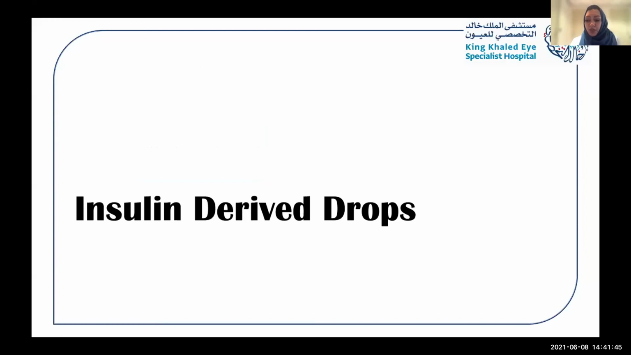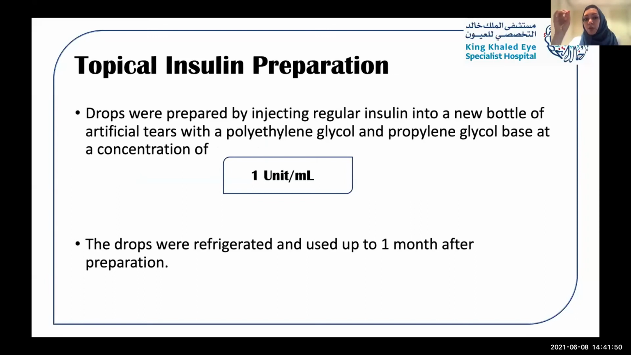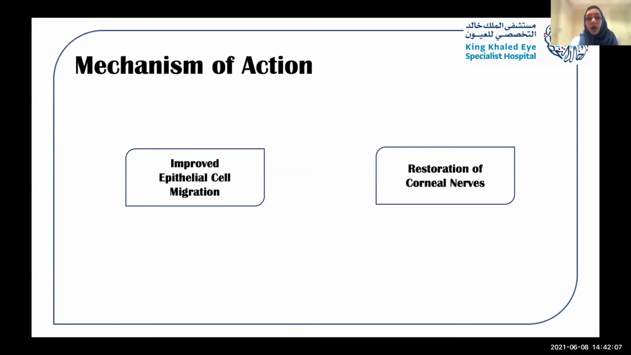Insulin-derived drops is another innovative group of drops. They are prepared by injecting regular insulin, which is readily available, into polypropylene glycol and glycerol in a concentration of 1 unit per ml. The drops are refrigerated for up to 1 month. The mechanism of action is, like I told you, the insulin growth factor. It has a positive effect on epithelial cell migration and as well restoration of the corneal nerve.